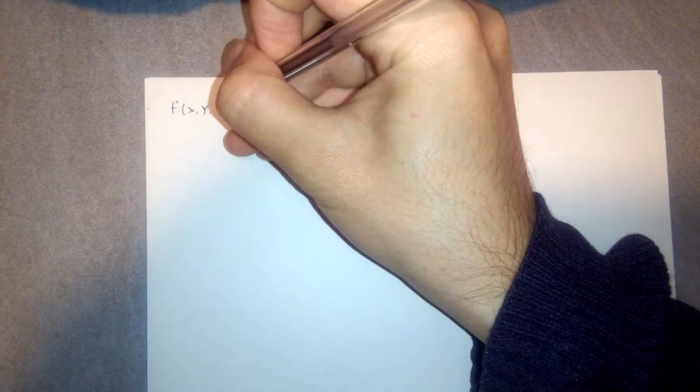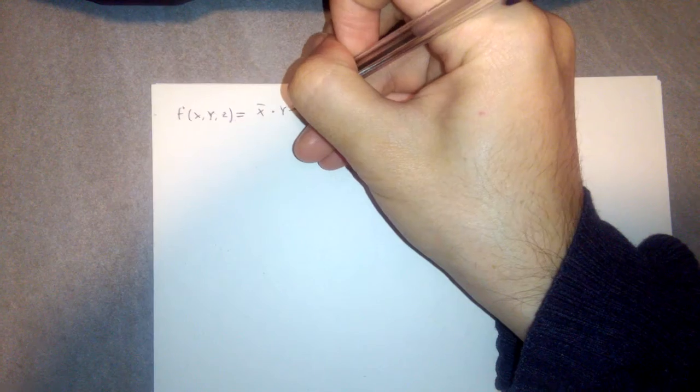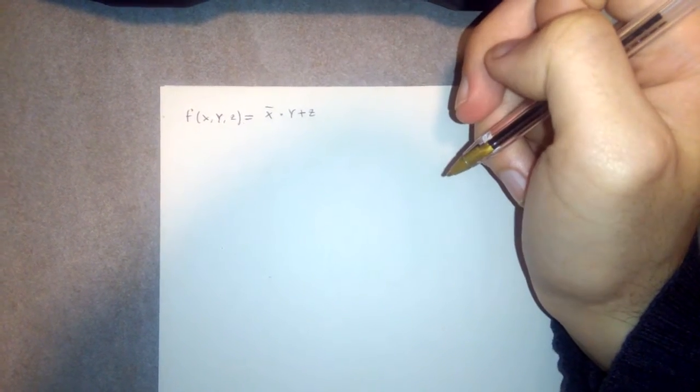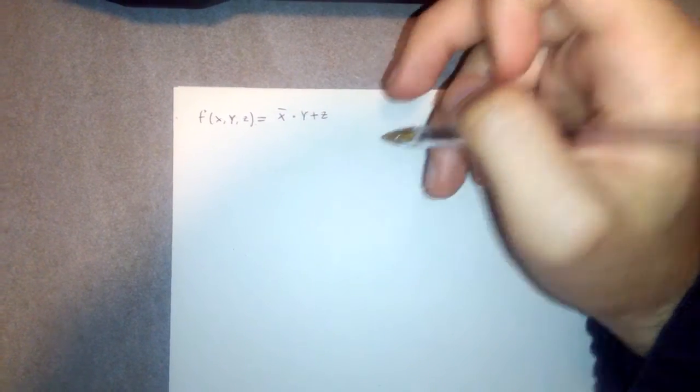Right, so today I'm going to make one more example about how to find the canonical form with Minterm and Maxterm. Let's suppose we have a new expression, f of x, y, and z equals not x times y plus z. So how do we do this?